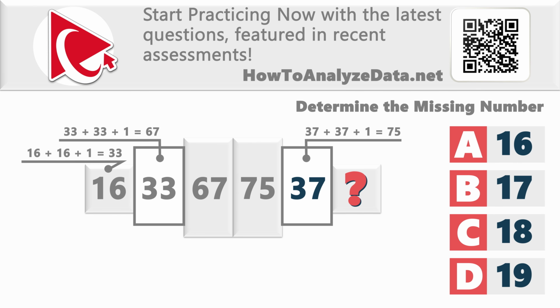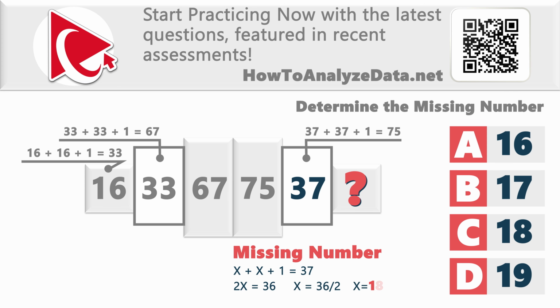Let's build an expression. X plus 1 equals 37. After we simplify, 2x equals 36, and x equals 36 divided by 2 and equals 18. So the correct answer here is choice C, 18.